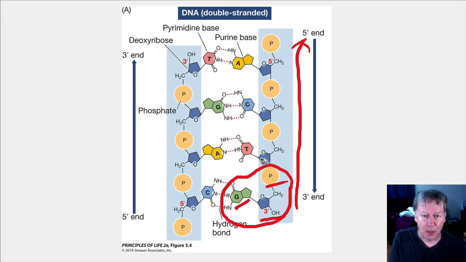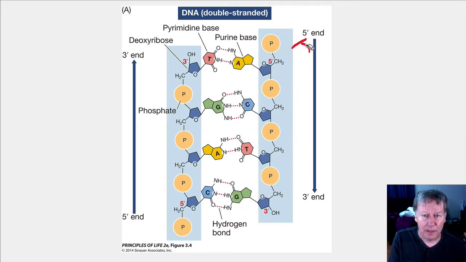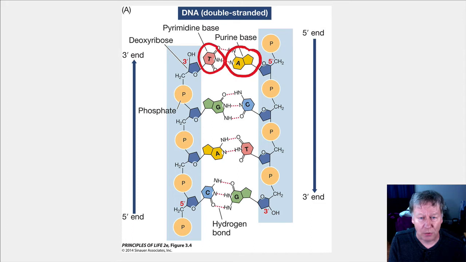The next part we want to look at is the bases. So this is a nitrogen base, this is another. Well, the bases are bonded together with the other strand. And they are what are called complementary bases because A's and T's join and C's and G's join. So if you know one side, you automatically know the other side.